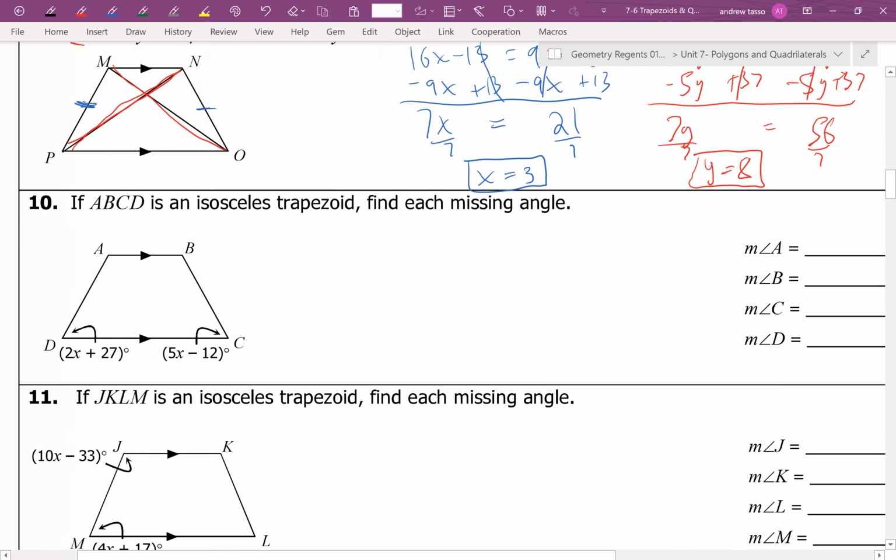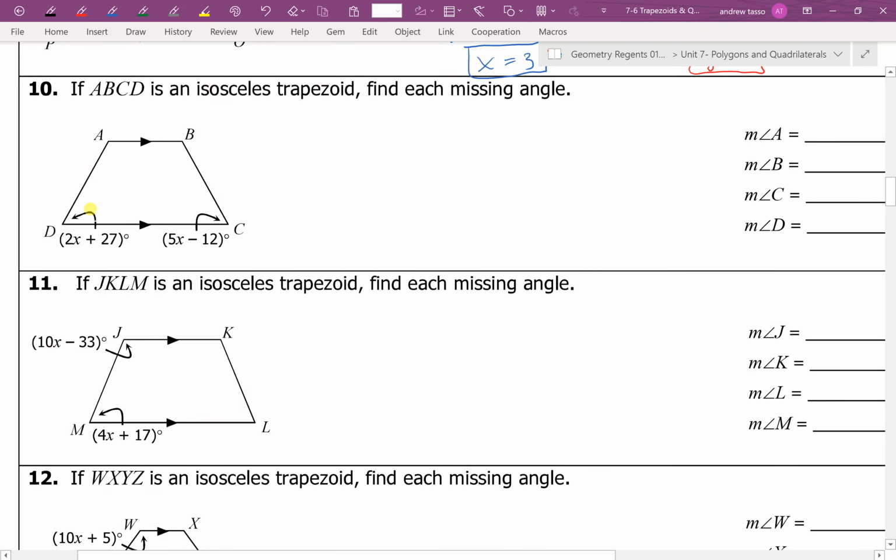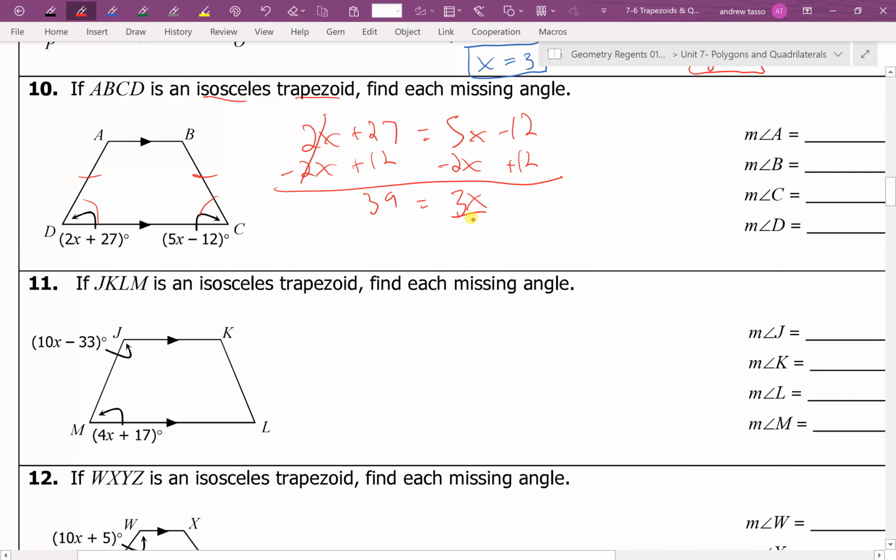Okay? Next, here we're given an expression for the base angles of an isosceles trapezoid. So we know that base angles are going to be equal, so we're going to want to set these expressions equal to each other. So we start by subtracting 2x on both sides, and we also add 12 to both sides. Then we divide by 3, and we get x equals 13.